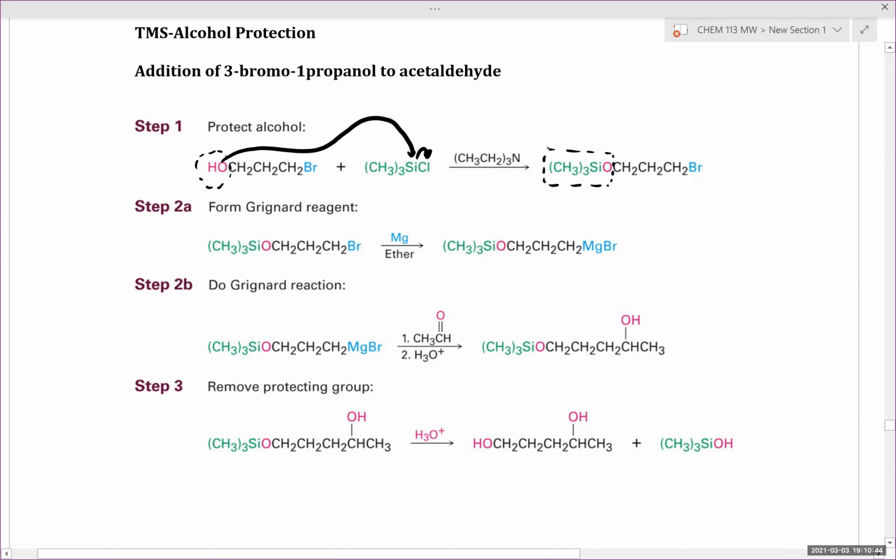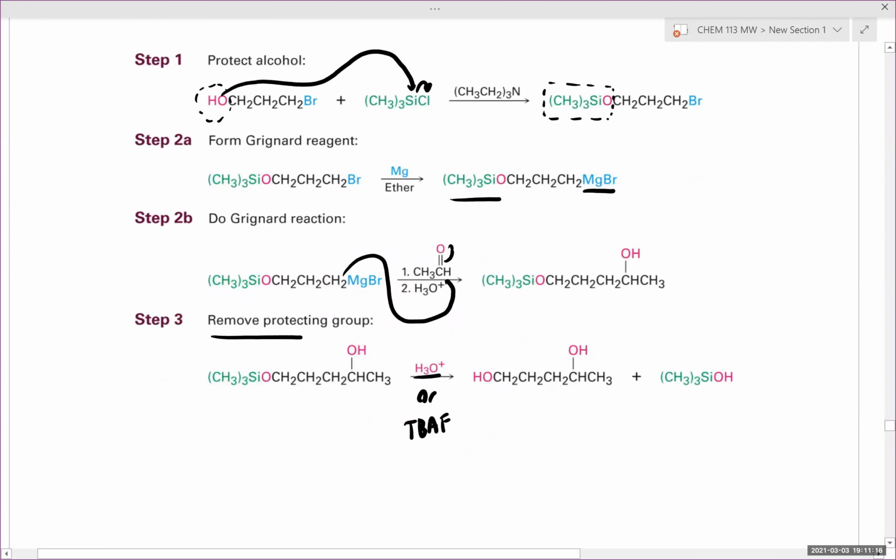And then from there, we can efficiently generate our Grignard reagent. The Grignard reagent is compatible with ethers, while it would not be compatible with an unprotected alcohol. We can then perform a Grignard reaction with an aldehyde or another electrophile. And then for our last step, we remove our protecting group under acidic conditions, or you can use TBAF, which is tetrabutylammonium fluoride.